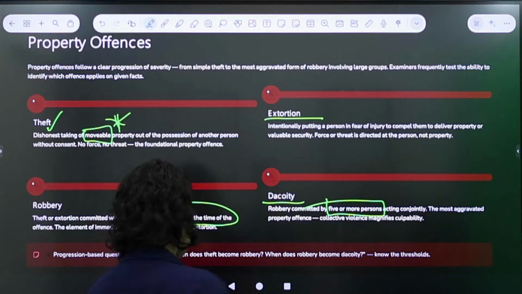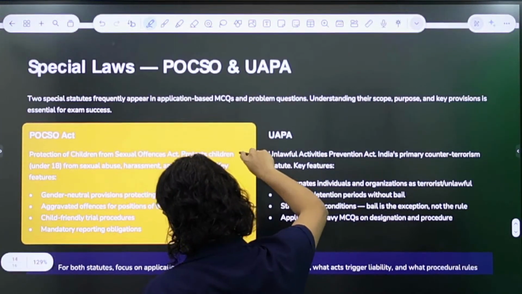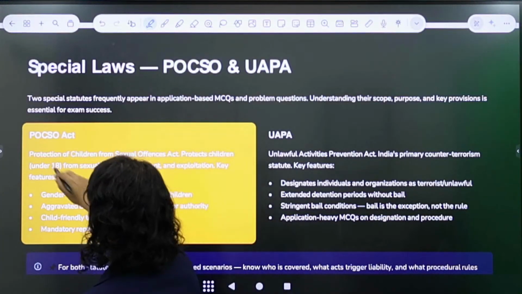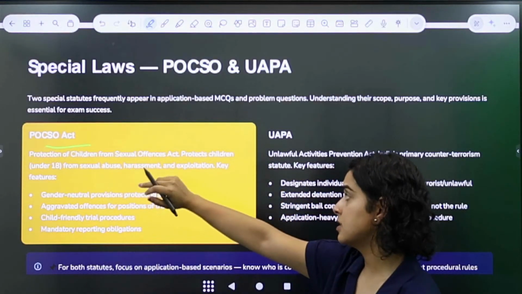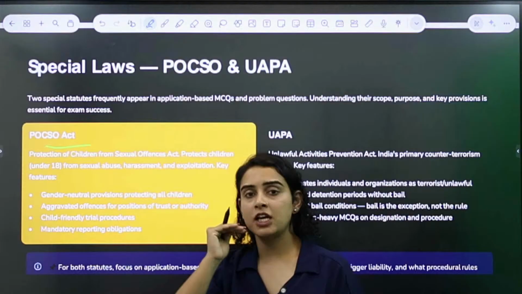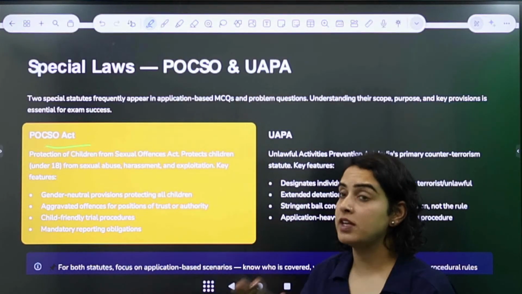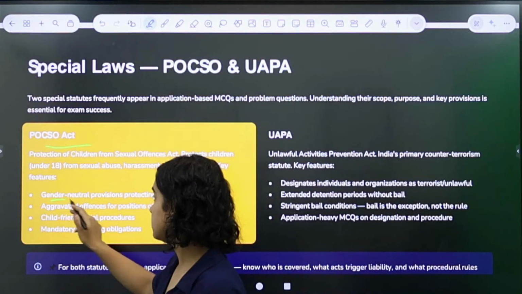Okay. All right. Proceeding ahead, some special laws that you should know about. First is the POCSO Act. POCSO Act is protection of children from sexual offenses. So children below the age of 18 are protected from any sort of sexual offenses that can happen to them. Now these are gender neutral laws, right?